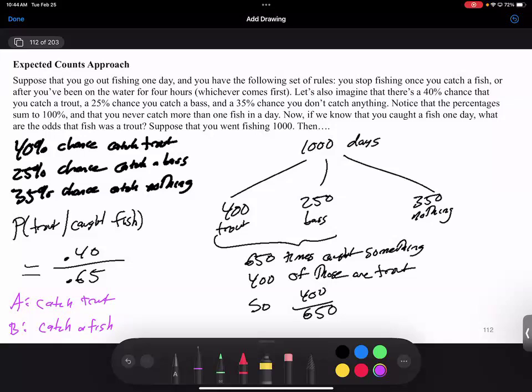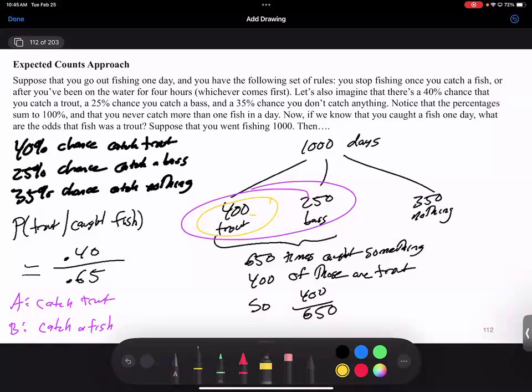And so now, 400 of the 1,000 days, I catch a trout. 250 of the days, I catch a bass, and 350 days, I do nothing. So now I notice that there are 650 times when I caught something. And of those 650 times, 400 times, there was a trout. And so now I can calculate that the probability I caught a trout, given that I caught a fish, is: I look at all the days when there was a fish caught, there are 650 such days. 400 of those days I caught a trout, so it's just 400 over 650.